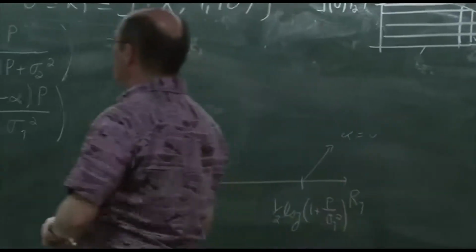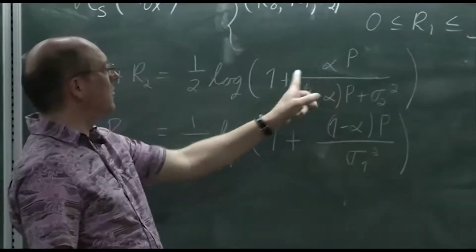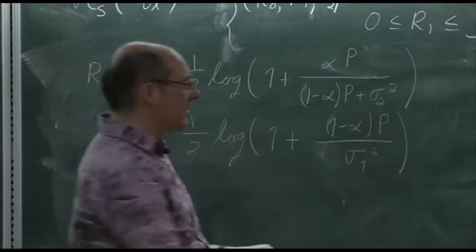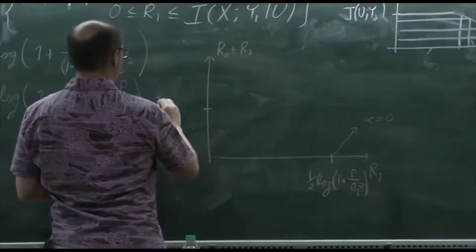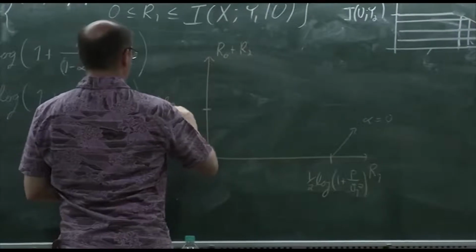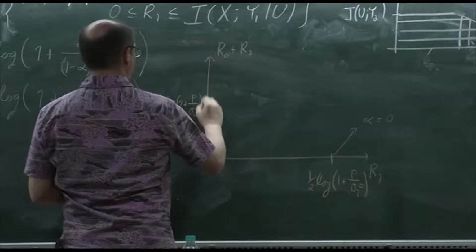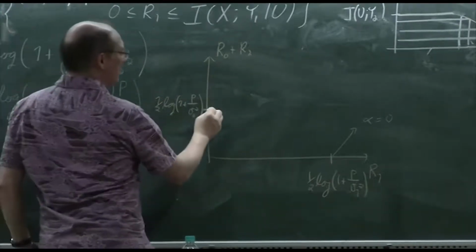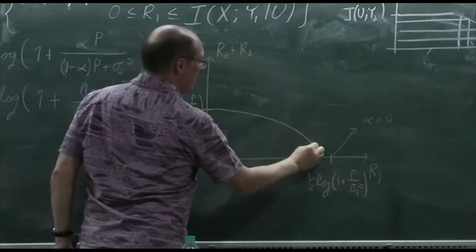What about alpha equals 1? Well, if alpha equals 1, this goes to 0, right? So that rate is 0, and here I'm going to get 1 plus p divided by sigma squared. So I get the same kind of answer, but this number is smaller because the noise is stronger, right? 1/2 log of 1 plus p by sigma 2 squared. Okay, and as I vary alpha, I'm going to get the same thing. What you'll notice is that the slope is 0 here, and the slope here is 1.